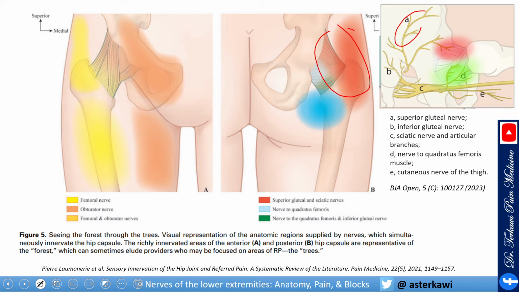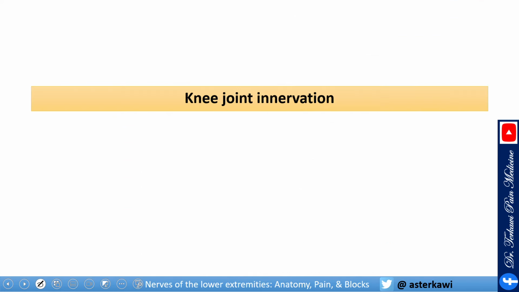And then here you have a small branch of the inferior gluteal, then branches of the sciatic, and branches of the nerve to quadratus femoris, and very small cutaneous branches. So the main one is really the superior gluteal, and then you have a small area here from the nerve to quadratus femoris. If we look at the front, this is femoral and this is obturator. So these are the two major innervations.